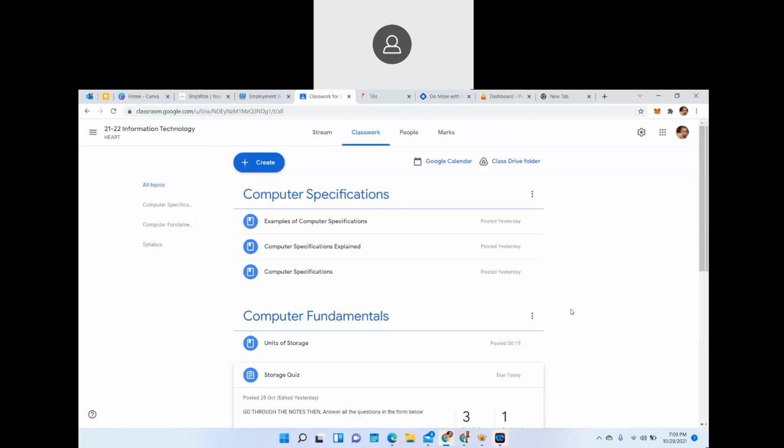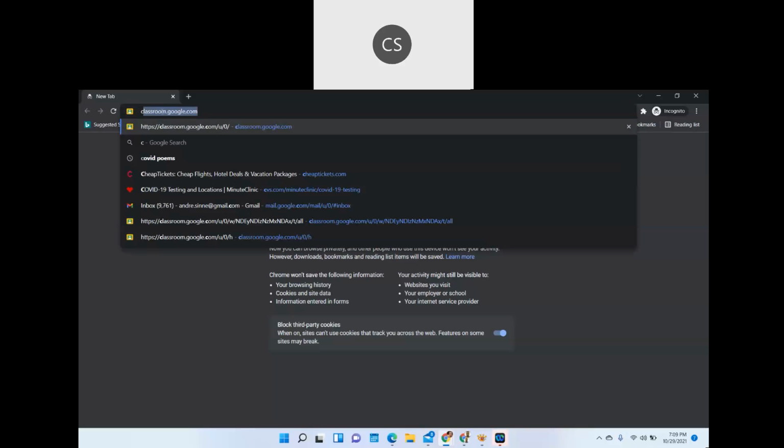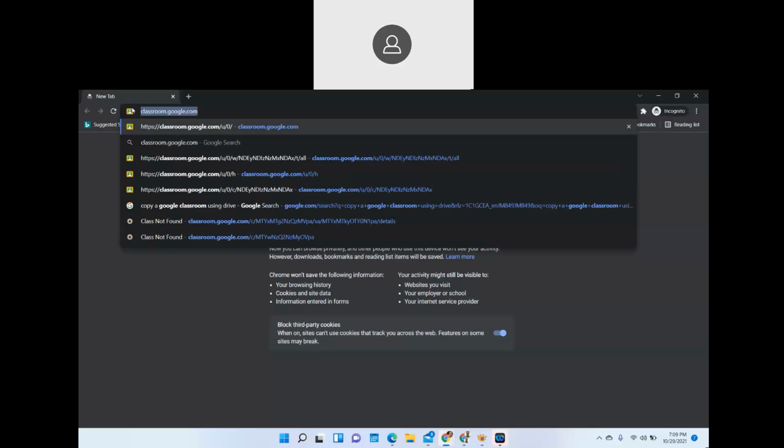Yes, the Chrome browser. So once you log on to Chrome, then you'd go to classroom.google.com. I think I posted that instruction in the group.